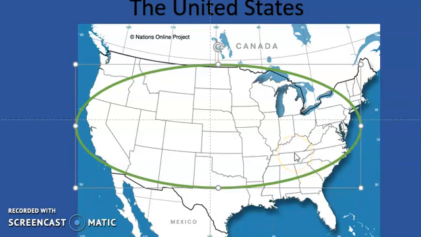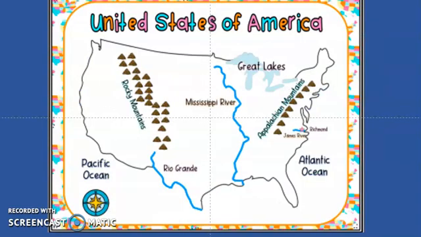So our country is the United States. Part of North America has Canada to the north of us and Mexico to the south of us. So in North America, there's Canada, the United States, and Mexico. The United States has many mountain ranges, lakes, rivers, oceans, and we're going to learn about a few of them today.